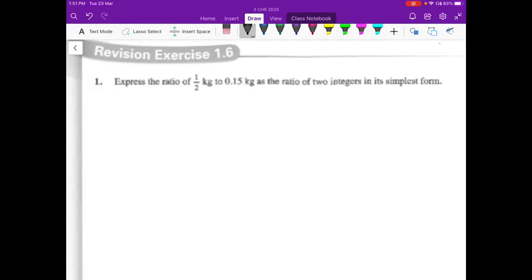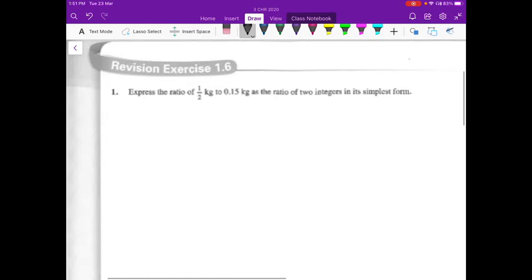Okay, now next question. Revision exercise 1.6. This one, I need all of you to pay attention. This ratio type of question, turns out, I just learned from my Secondary 2 students only. I honestly didn't know until this year when I taught the Secondary 2s.